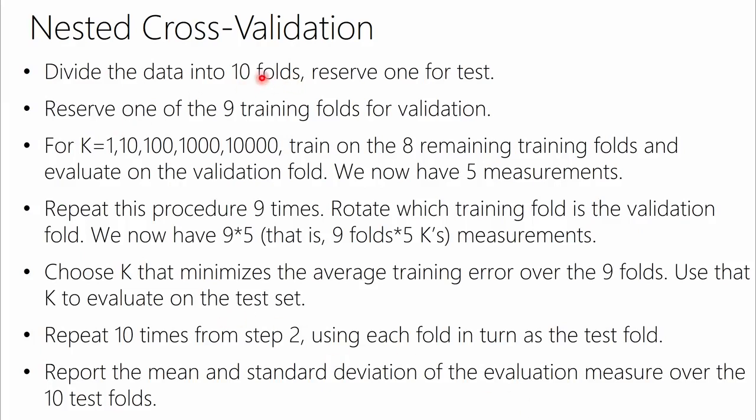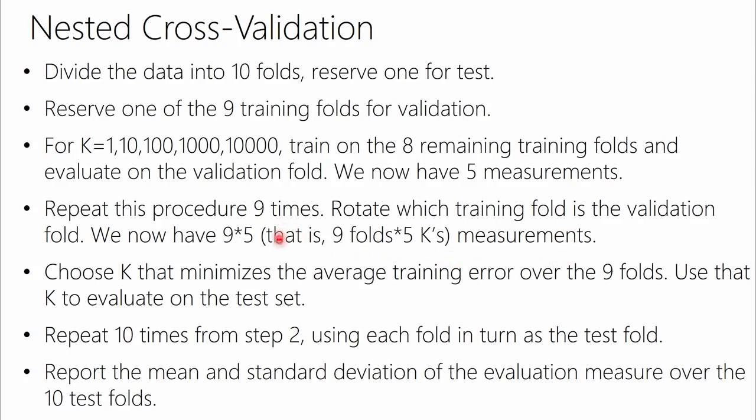All right, so let me give you the full set of instructions. You divide the data into 10 folds. We reserve 1 for test. And then we take the training set and reserve one of the 9 training folds for validation. And then for each value of k that we're considering, we train using our sort of nested training set, which is the remaining 8 folds. And then you evaluate it on the validation fold. So we now have 5 measurements, one for each k. And then you repeat the procedure 9 times by rotating which training fold is the validation fold.